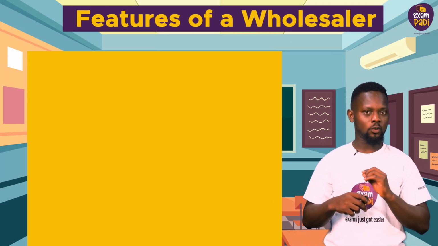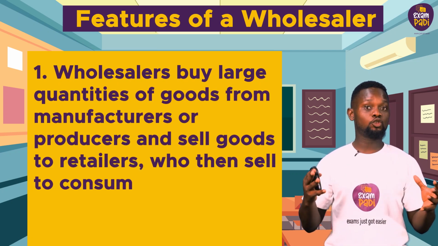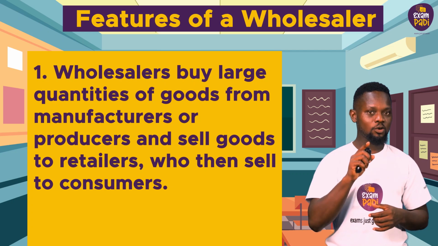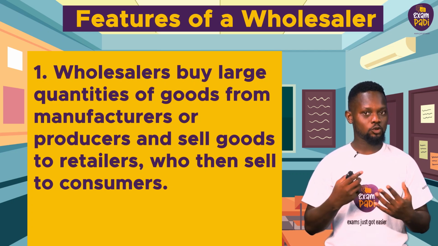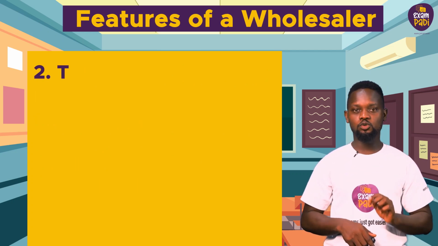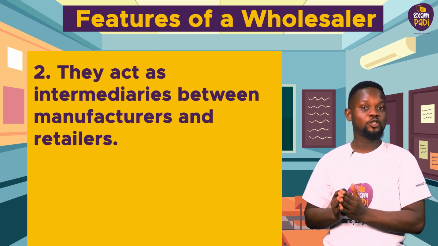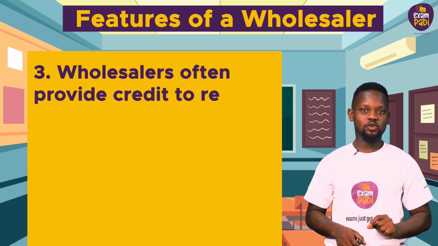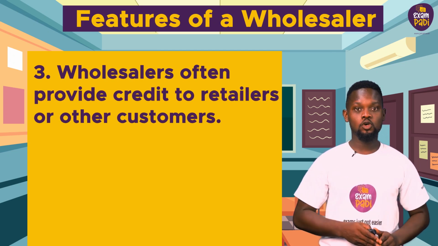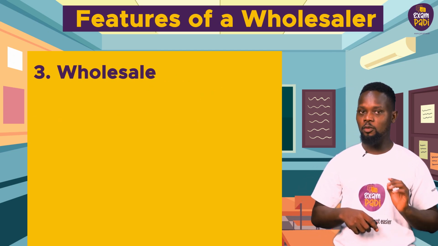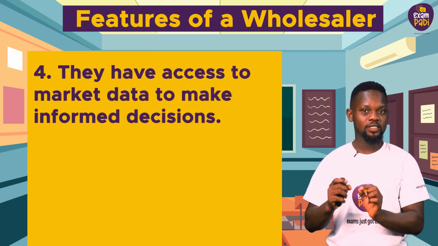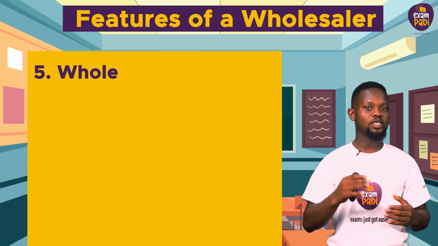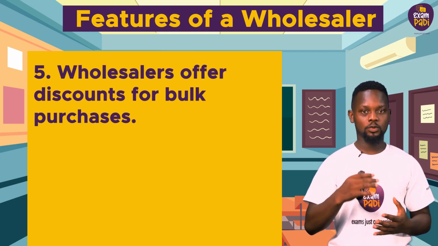Features of a wholesaler. Number 1. Wholesalers buy large quantities of goods from manufacturers or producers and sell goods to retailers, who then sell to consumers. Number 2. They act as intermediaries between manufacturers and retailers. Number 3. Wholesalers often provide credit to retailers or other customers. Number 4. They have access to market data to make informed decisions. And number 5. Wholesalers offer discounts for bulk purchases.